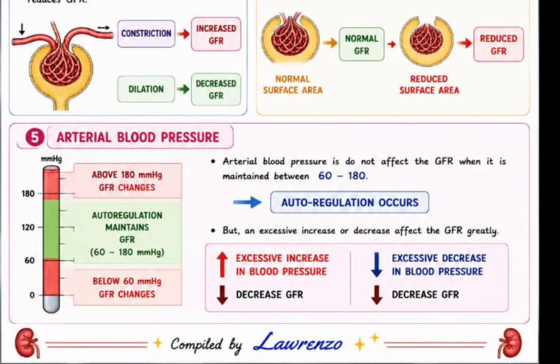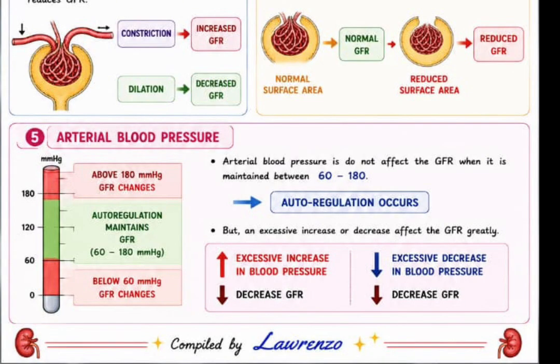Arterial blood pressure. Remember autoregulation I taught you in cerebral circulation and coronary circulation. Here the kidney can regulate its blood pressure between 60 to 180 mmHg. Above 180 and below 60, the kidney cannot regulate itself. Are you getting now? So when you increase the renal pressure, what happens? You are decreasing GFR.